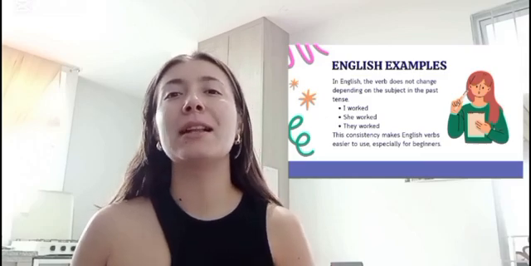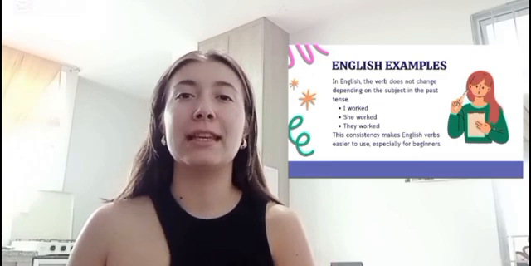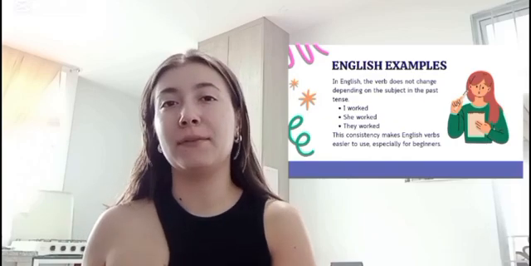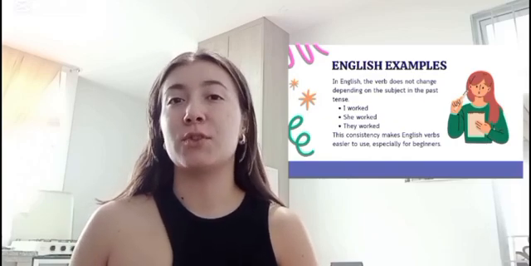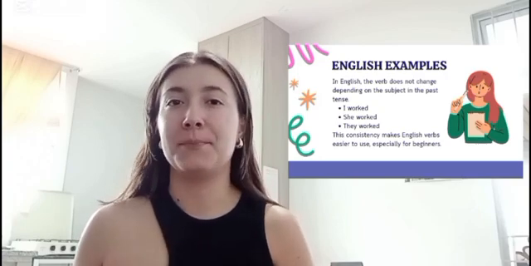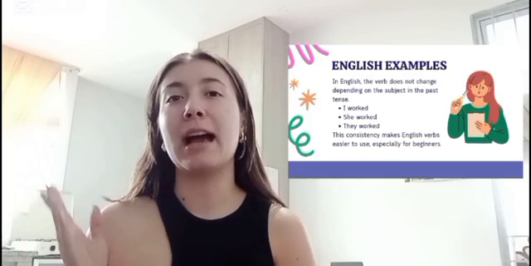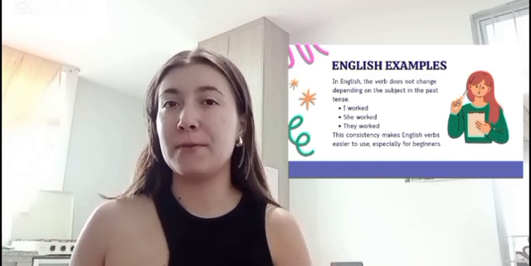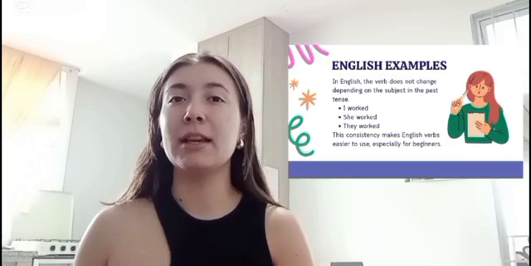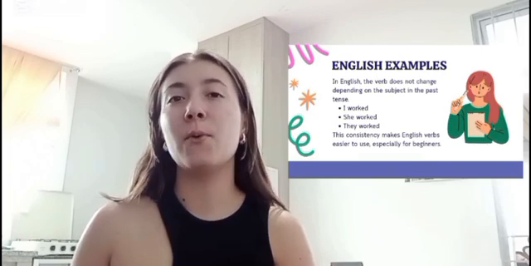However, there are some small spelling changes that we need to consider. For example, if a verb ends in e, we only add d: live, lived. If a verb ends in a consonant plus y, we change y to i and add -ed: study, studied. Also, pronunciation is important. The -ed ending can sound different depending on the verb. Sometimes it sounds like t, d, or id. For example, worked, played, wanted.